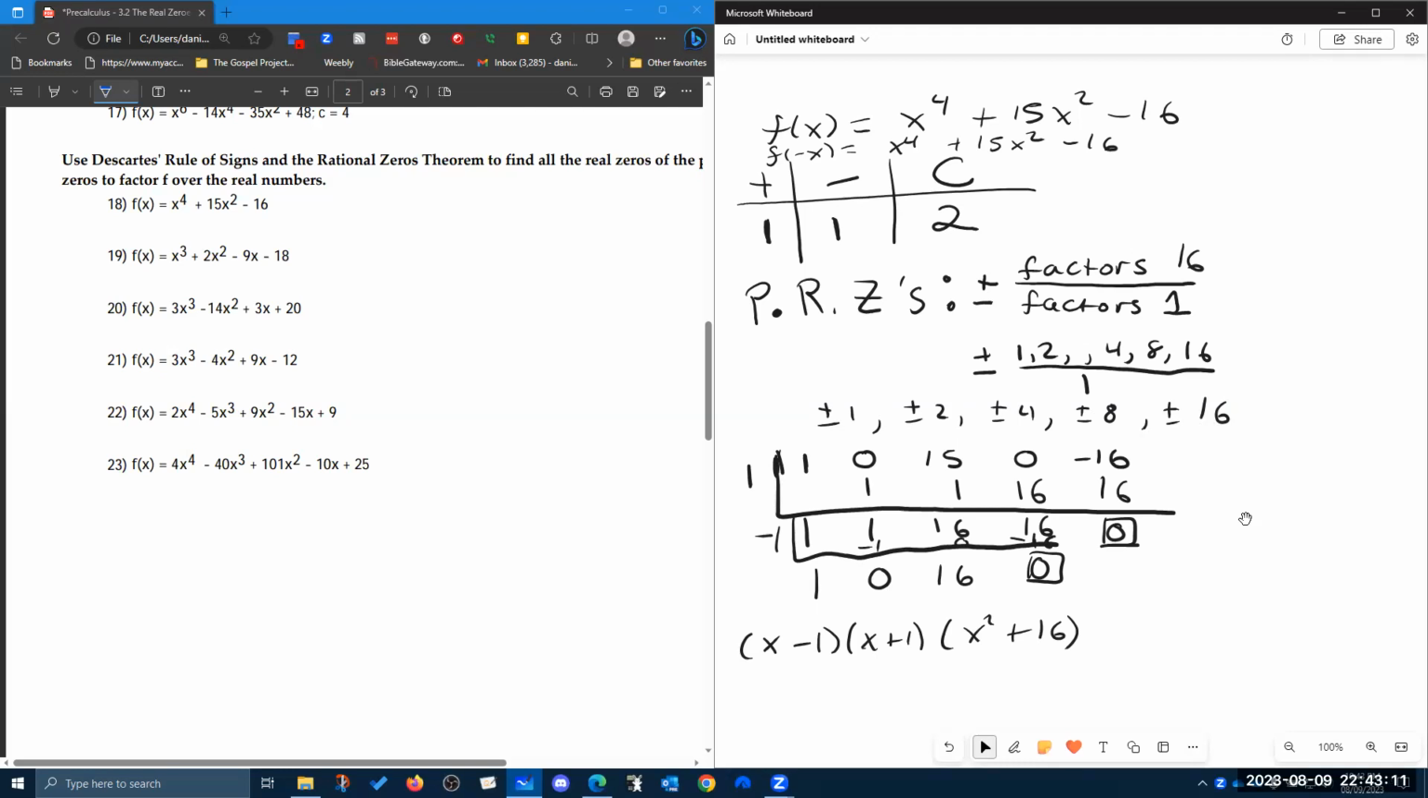Otherwise, we want to get it down to where it's quadratic. We see that this is an irreducible quadratic that's going to give us the two complex answers that we have there. If this is factorable, continue to factor it from there using regular factoring techniques.